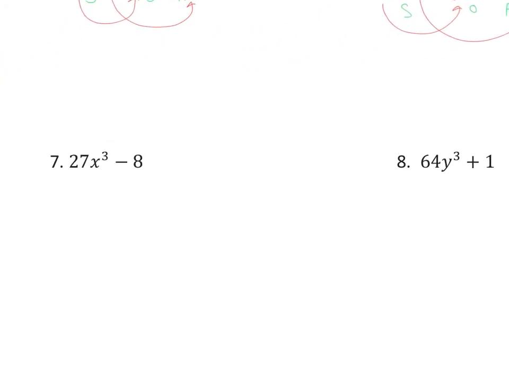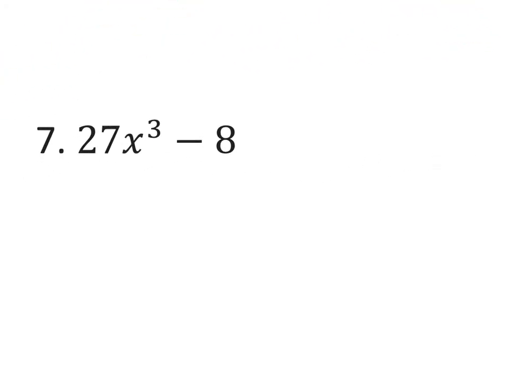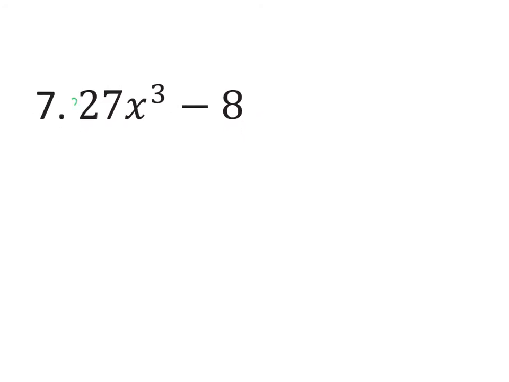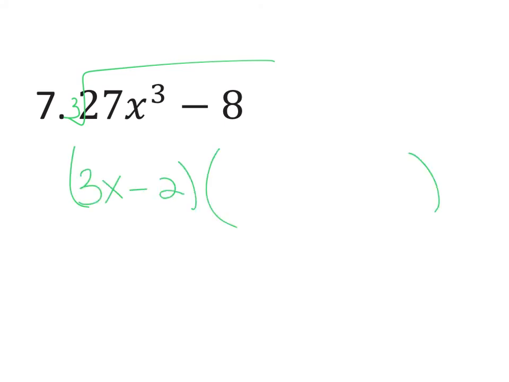These two are a little bit different because there's numbers in front of the first term, but that's okay. It's the same process. It's just that you're going to have a number in front of the first term. So 3x minus 2 is your binomial because the cube root of 27 is 3. Same deal, same, opposite, always positive. So same sign, good, negative, opposite, positive, always positive.